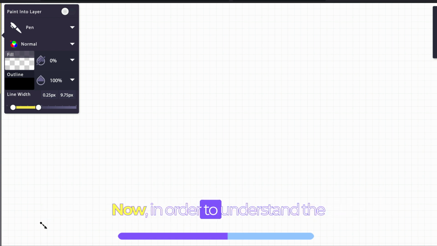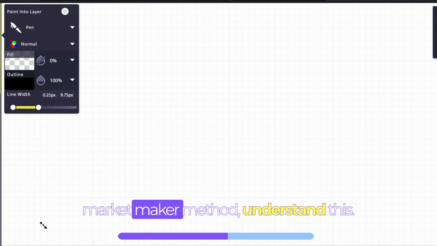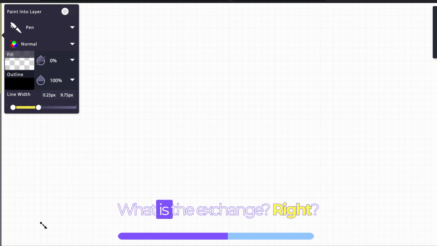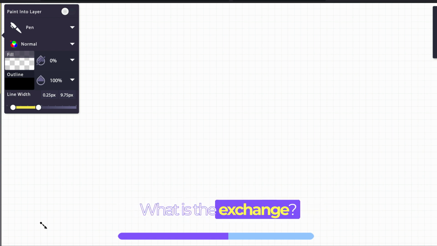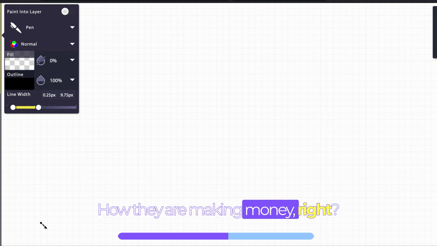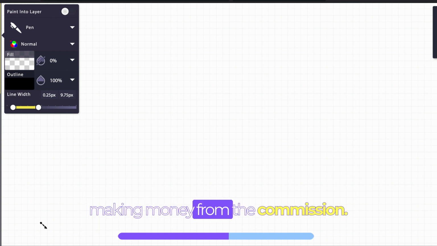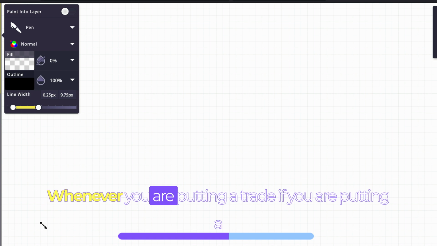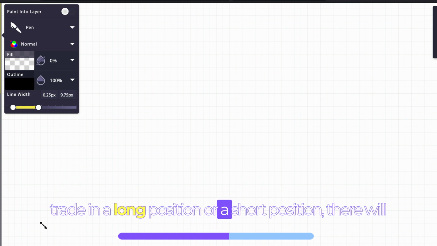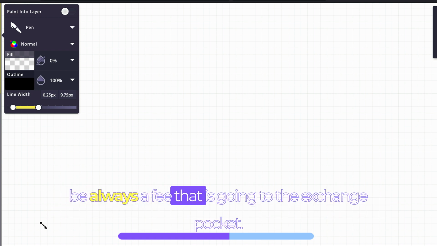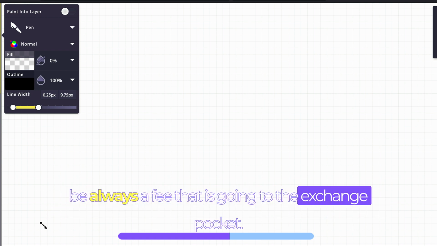Now, in order to understand the market maker method, understand this. What is the exchange? What is the broker? How are they making money? The broker or exchange makes money from the commission whenever you put a trade. If you are putting a trade in a long position or a short position, there will always be a fee that goes to the exchange's pocket.